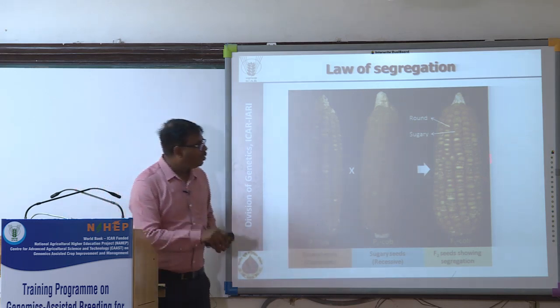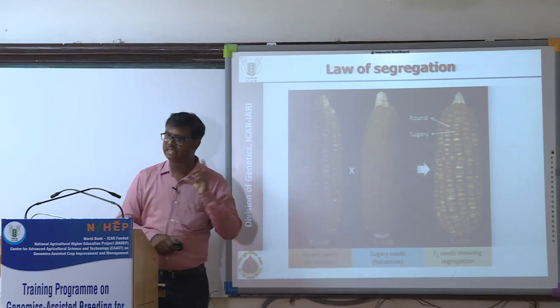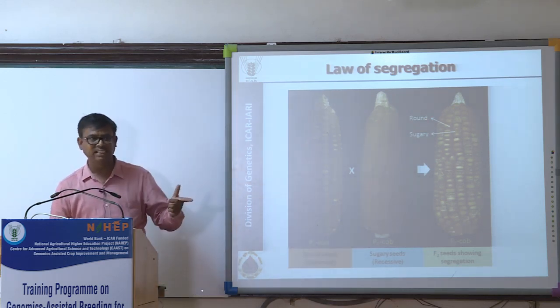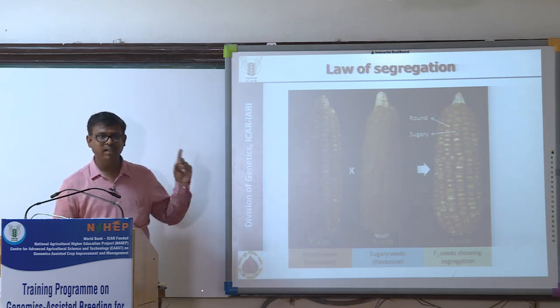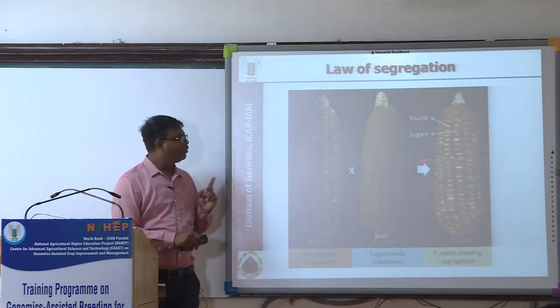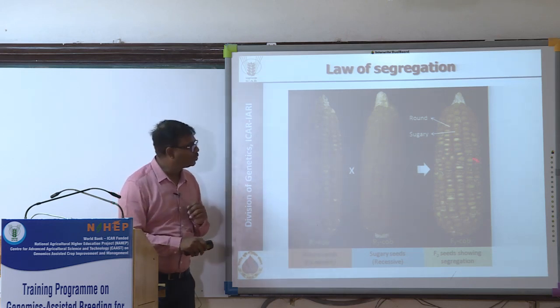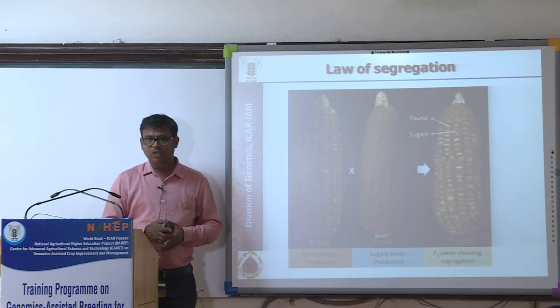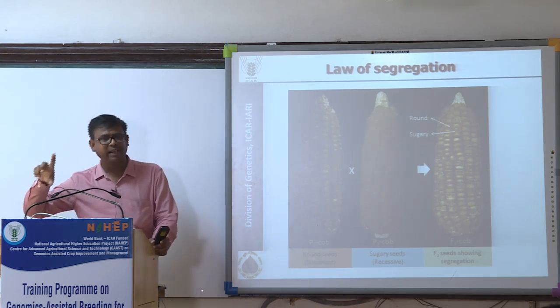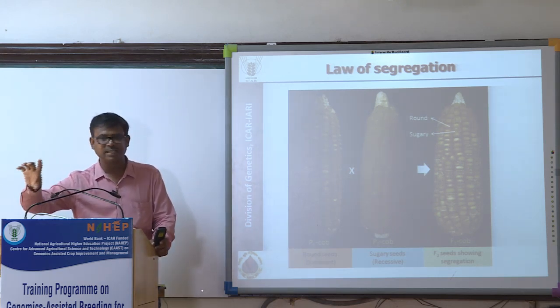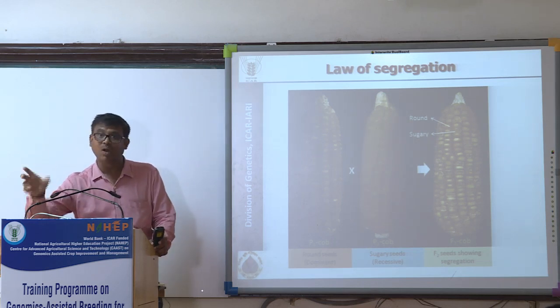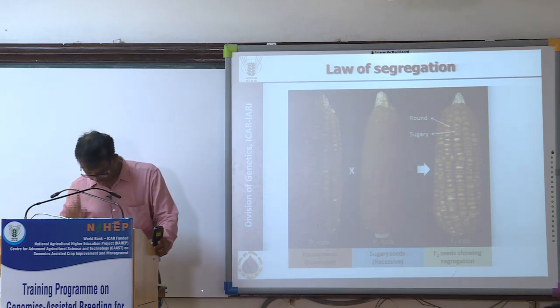So here we can very well demonstrate, with a single cob, how segregation is happening. Segregation for the sugary gene, right? So the round ones are what? Capital A capital A or capital A small a, and the sugary ones are small a small a. So with one cob you can very easily demonstrate Mendel's first law, that is the law of segregation, where dominance is operating, right? So this is one.